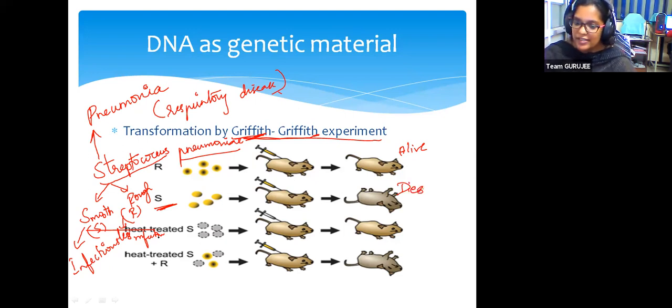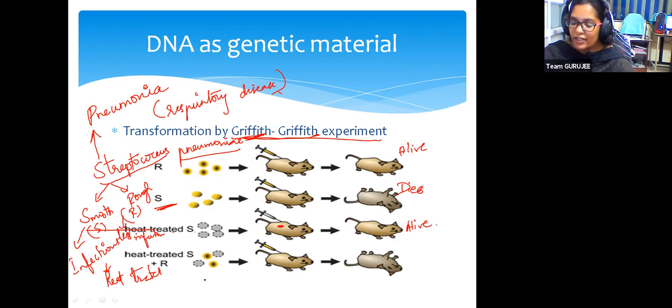The third step: he heat treated the S strain. The normal S strain is the very infectious one, and that infectious strain was heat treated. Then after heat treating, that strain was injected into the mice. After some time it was noted that the mice was alive. It doesn't cause any infection.